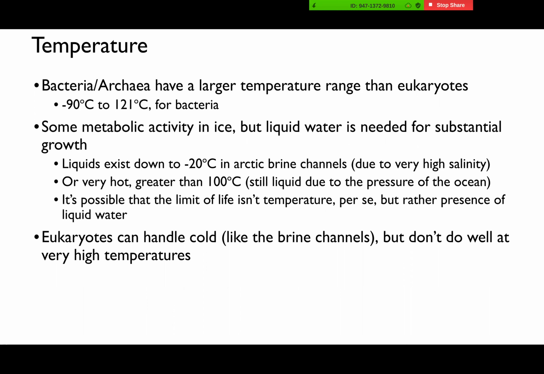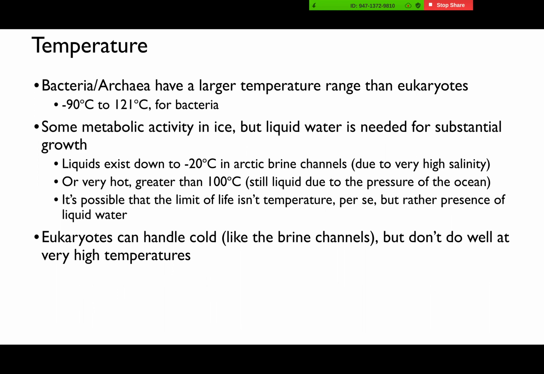are locked in ice, but liquid water is ultimately needed for substantial growth. So that's really what we need. It doesn't matter how cold it gets. As long as there's liquid water, the microbes will be there and growing. Now, liquid water does exist all the way down to minus 20 degrees in very high salinity areas like these Arctic brine channels, as I mentioned here.